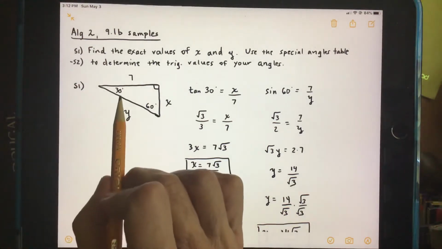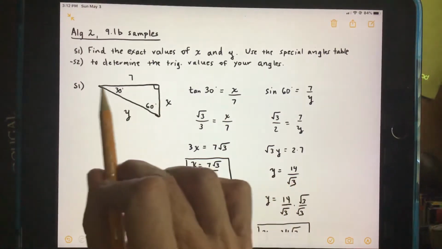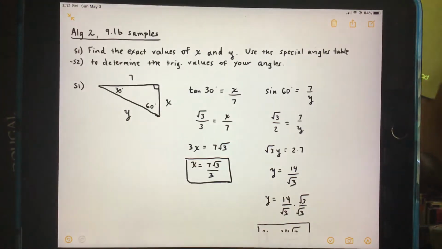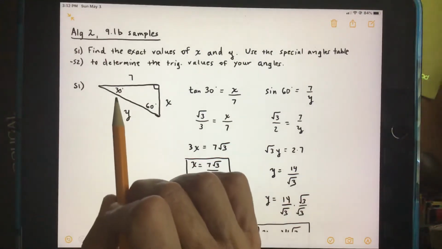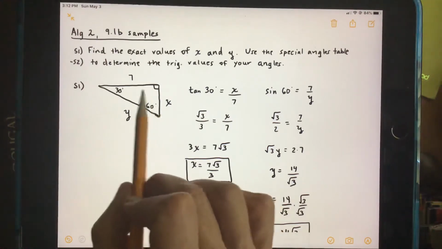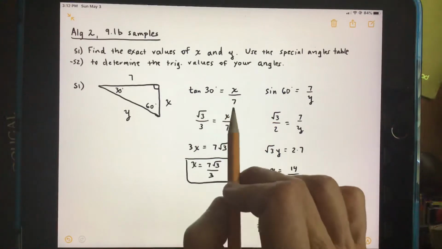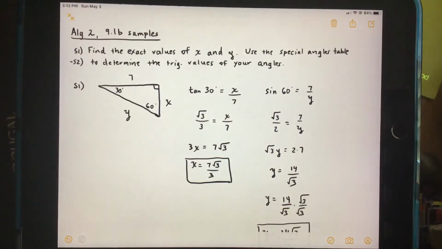So I'm going to look at this angle. I can look at either one, but I think I'll go ahead and pick this 30-degree angle and notice that my opposite leg over my adjacent leg would be the tangent function. And so the tangent of 30 degrees here would be x, the opposite leg, over 7, the adjacent leg. So that's why I've written tangent of 30 degrees is equal to x over 7, opposite over adjacent leg.